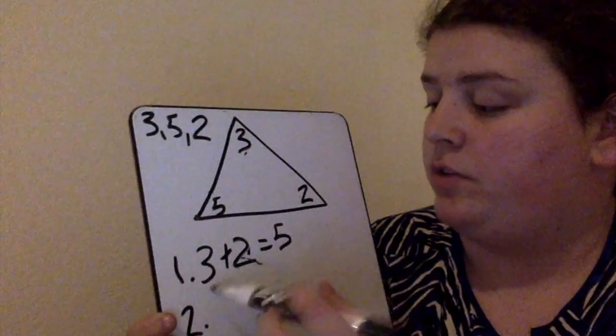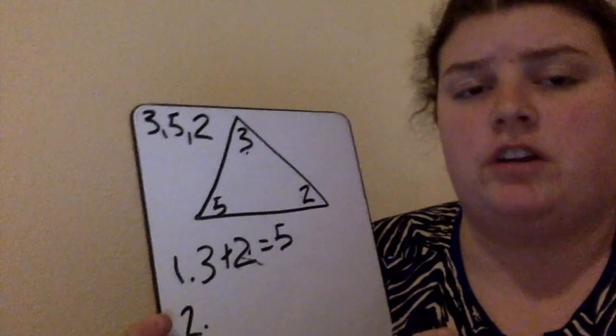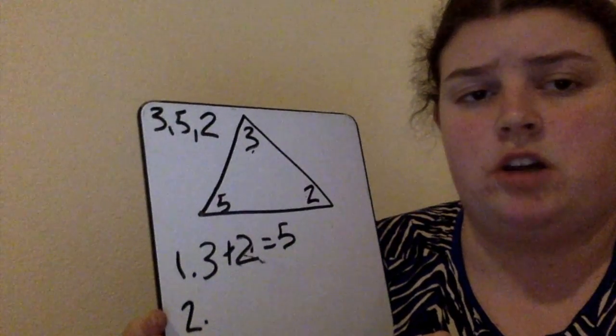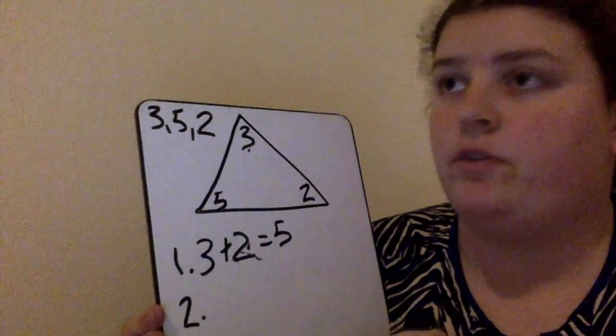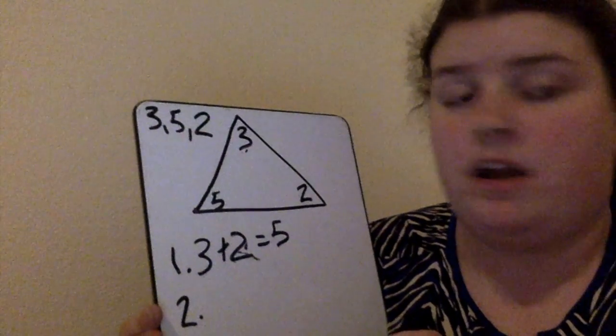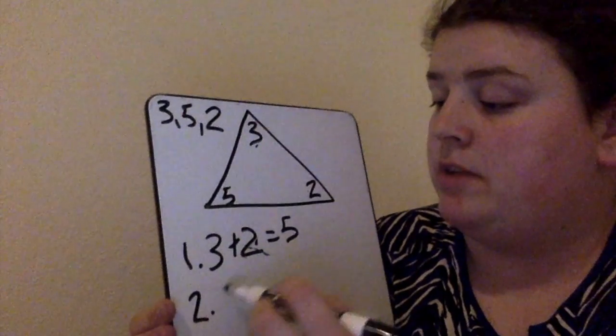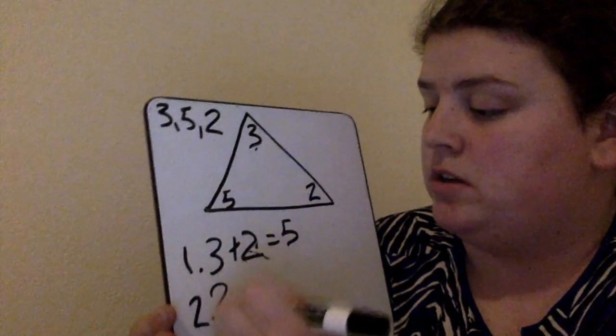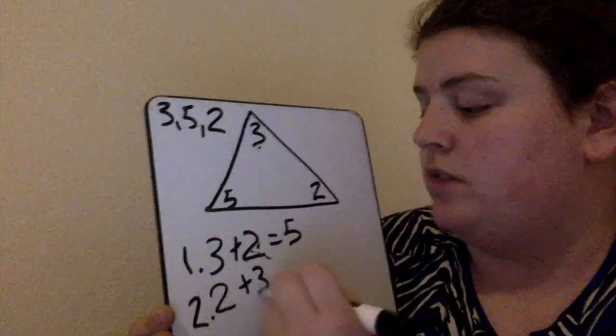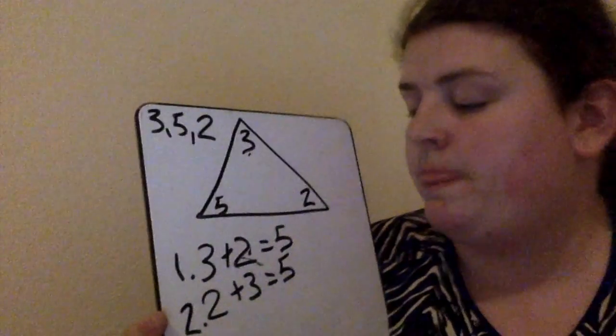So once we have our 3 plus 2 equals 5, next we have to find our second equation. So we know that the commutative property of addition states that the order does not matter. So that means we can put the 2 first. 2 plus 3 equals 5.